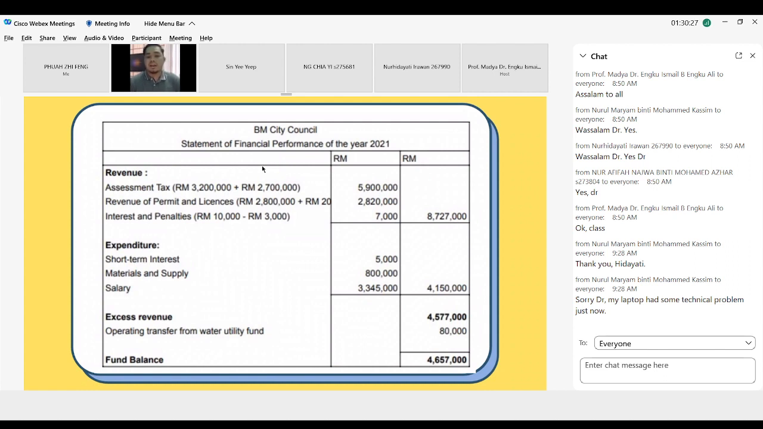So the total revenue we will get is 8,727,000. For the expenditure, we have short-term interest, which is 5,000, materials and supply 800,000, and salary 3,345,000. And the total expenditure is 4,150,000. The revenue 8,727,000, we minus 4,150,000 of expenditure, and we will get the excess revenue amounted to 5,577,000. And the excess revenue we will add with the operating transfer from the water utility fund, which is 80,000, and we will get the fund balance 4,657,000.